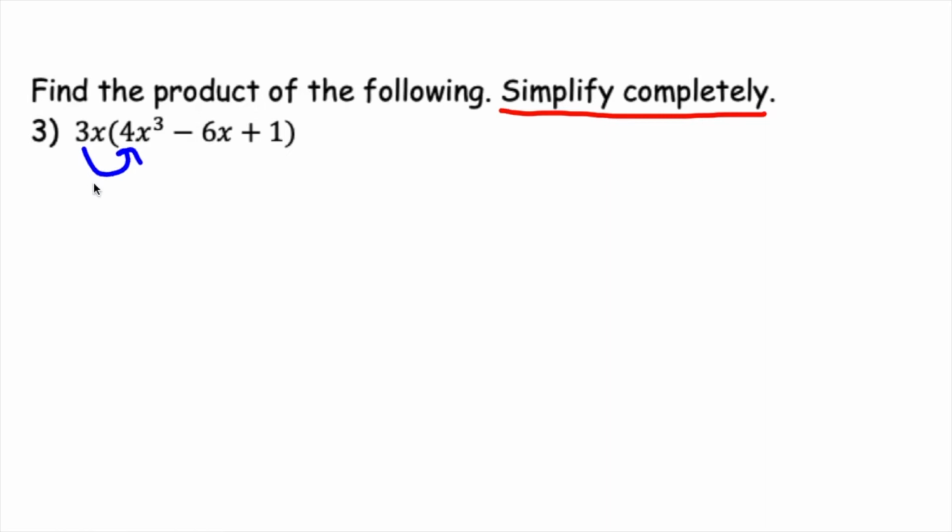So 3x times 4x cubed. Multiply your numbers. 3 times 4 is 12. Add your exponents. This is a 1, so 1 plus 3 is x to the fourth. Keep going. 3x times -6x. Multiply your numbers. 3 times -6 is -18. Add your exponents.